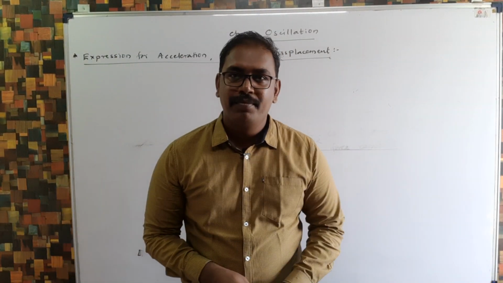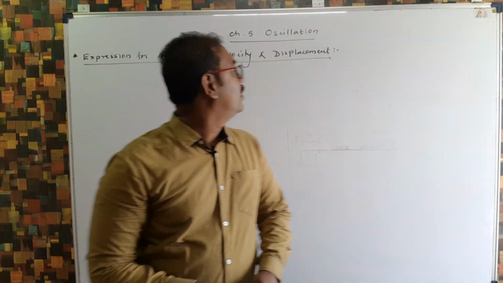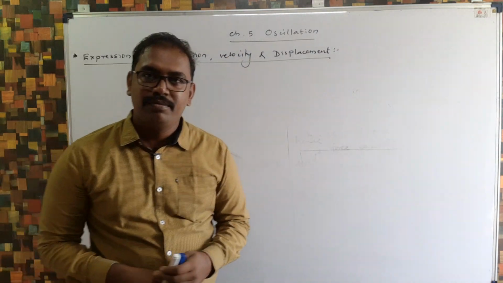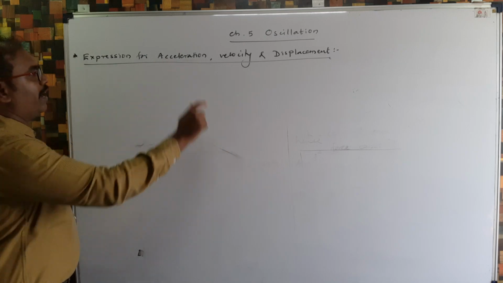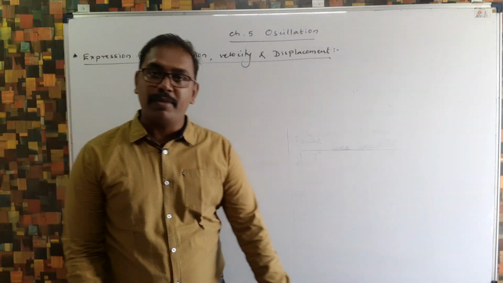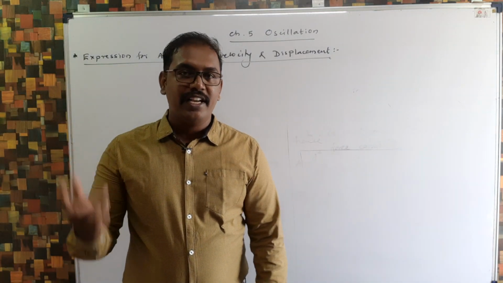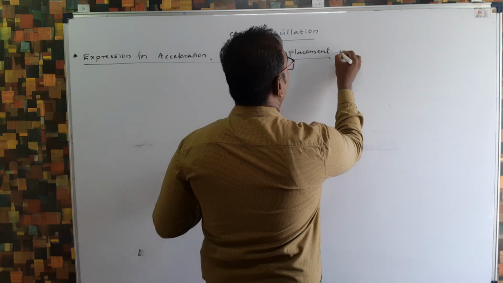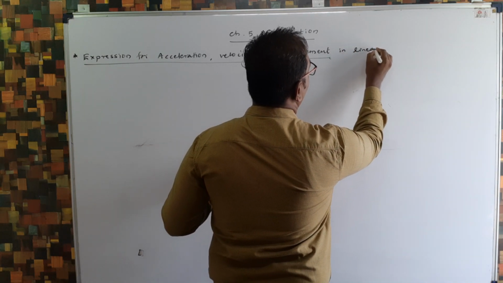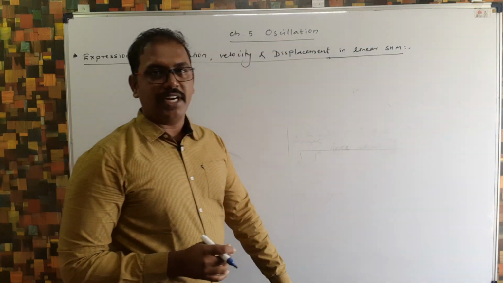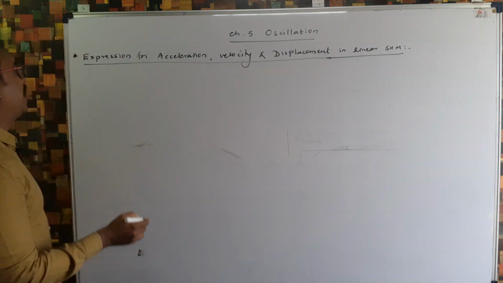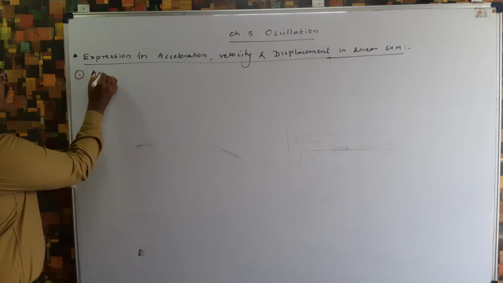Hello everyone. In this session of the chapter 5 oscillation, we have to cover a topic: expression for acceleration, velocity and displacement in linear SHM. Okay. Now let me start with the first one. We obtain expression for acceleration. The first one, acceleration.